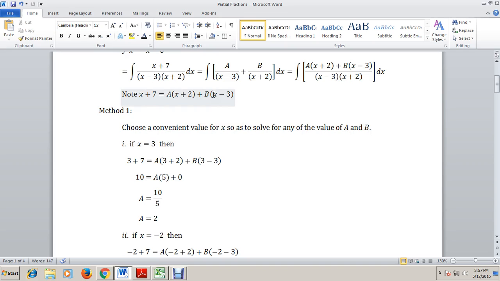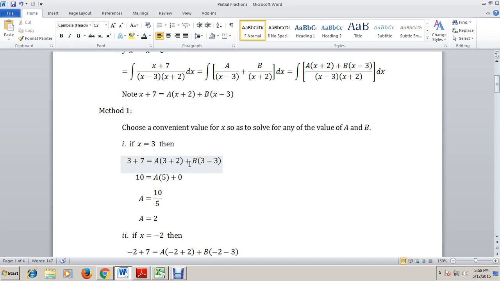Now, of course, a convenient value for x in such a way that this expression for b becomes 0 is to choose that x should be equal to 3. Now, if we substitute the value of 3 in our expression, this becomes 3 plus 7 equals a times 3 plus 2 plus b times 3 minus 3.